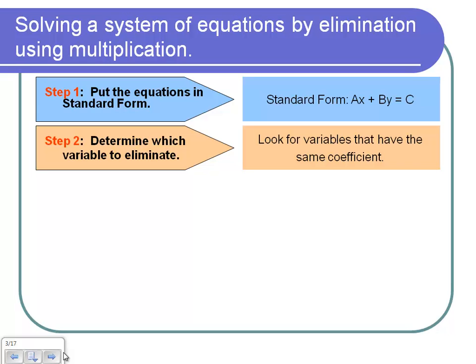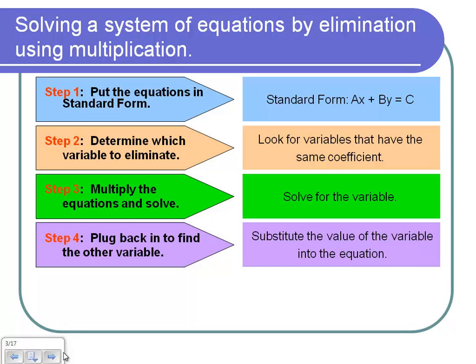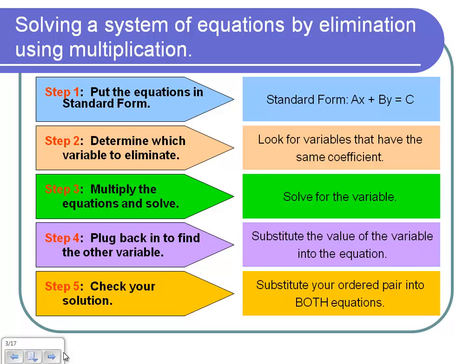Step 2. Determine which variable to eliminate. We've done this before, and we were looking for the variables that were opposite one another, so that when I added the two equations together, they were going to drop out. They become 0. So now we want to look for variables that have the same coefficient. Step 3, multiply the equations and solve. Step 4, we'll be plugging back in to find the other variable. And step 5 is to check our solution in both of the original equations.